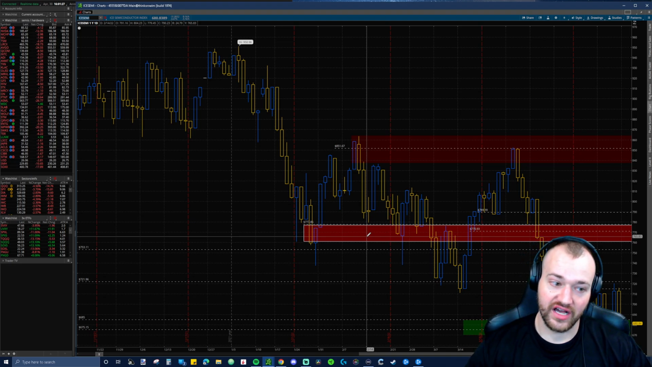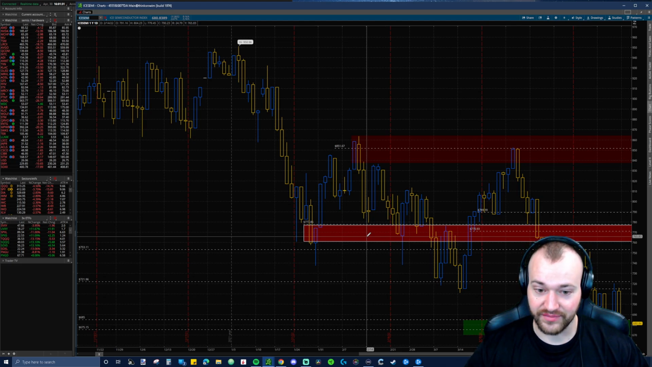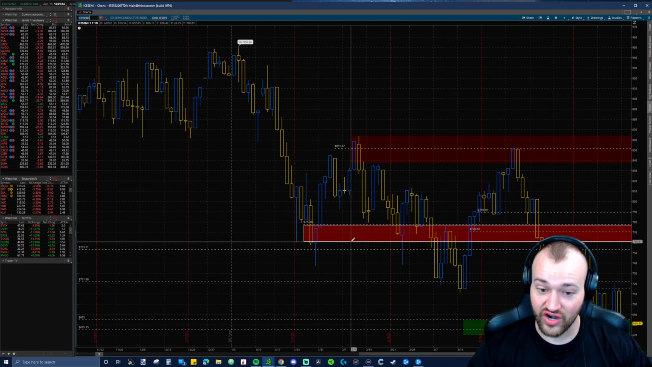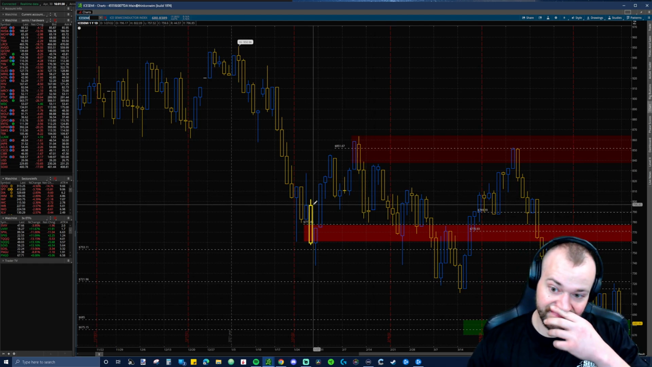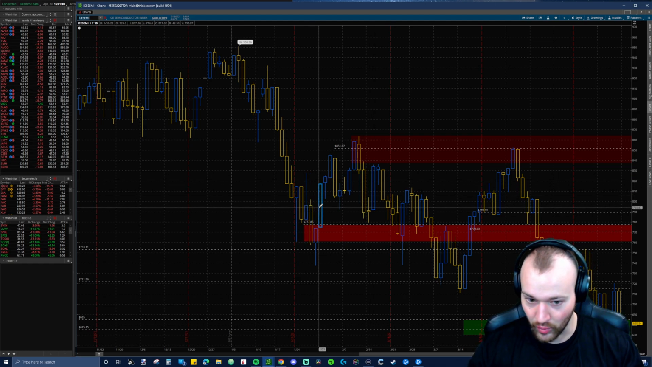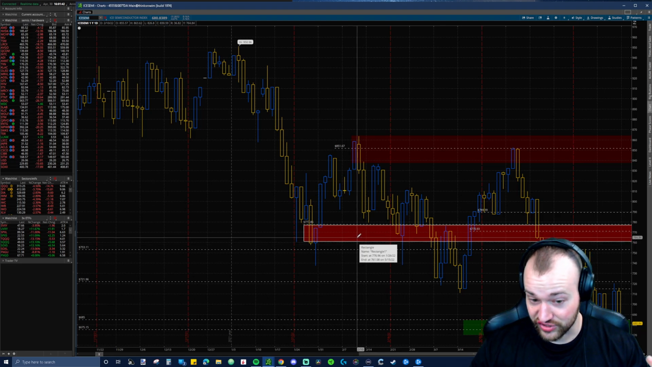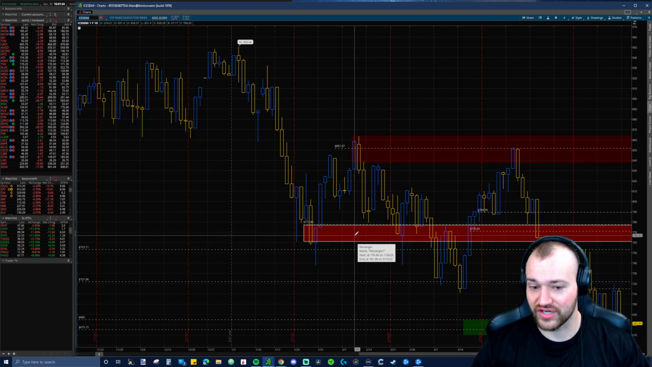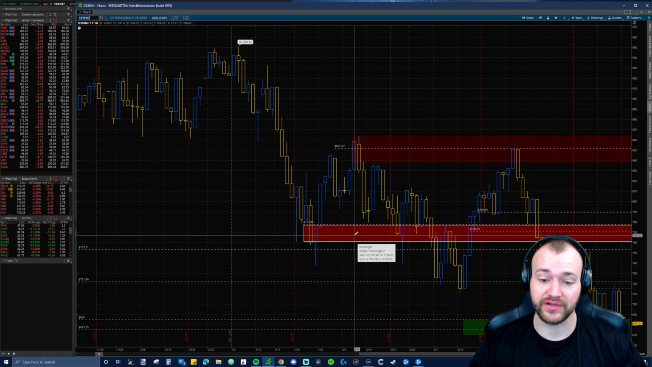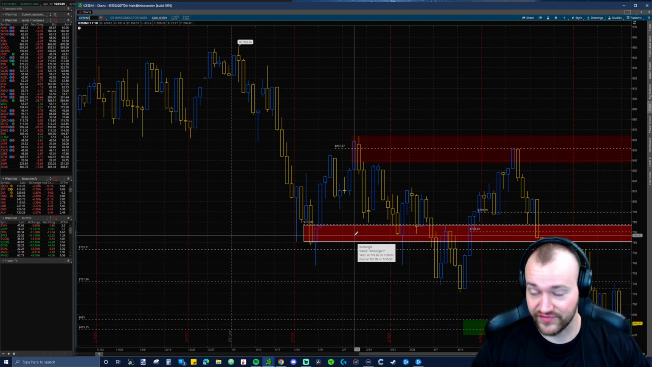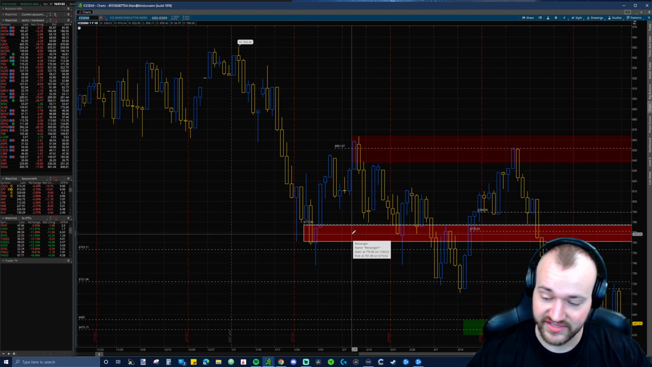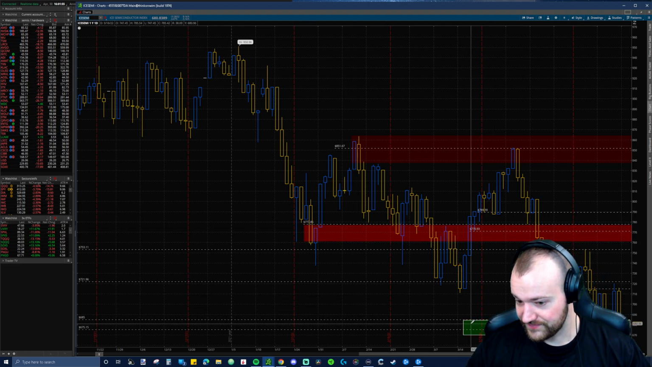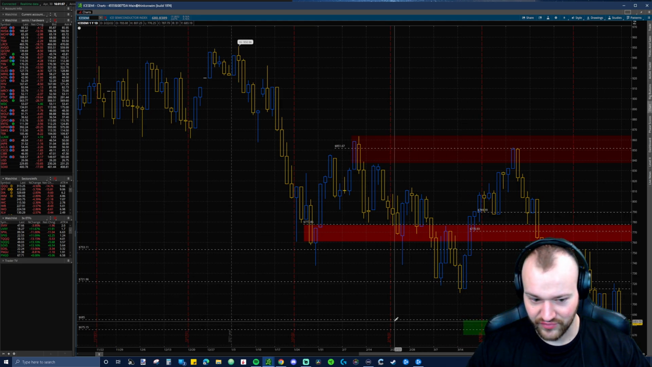So like SOXX, SMH, some of those semiconductor ETFs, they are a direct kind of derivative of this in a way, because you can actually trade them. However, those ones are not leveraged, and I prefer to execute on the leveraged funds, which, as I said before, are SOXL and SOXS.